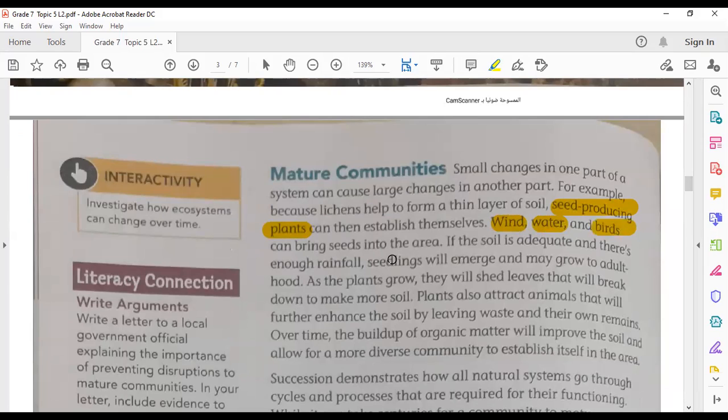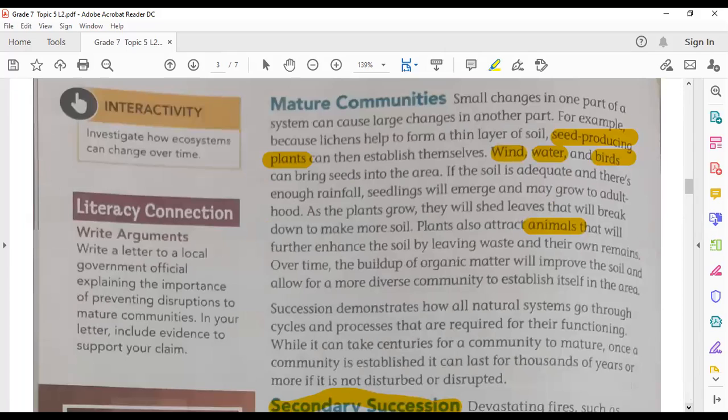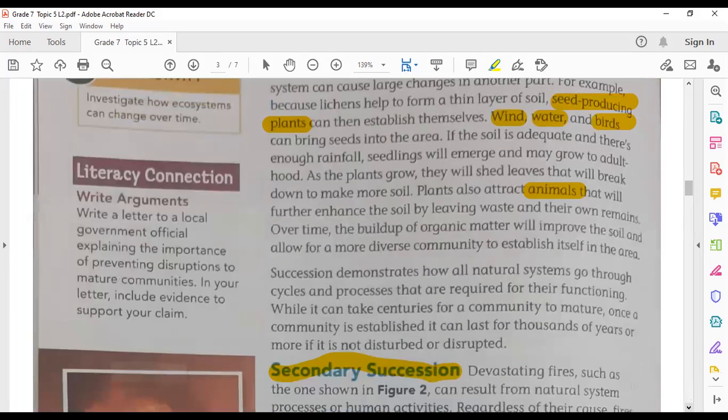Then, after the plants start to grow, animals come, and by time the community matures and we have a mature community or a complete ecosystem. This process takes a long period of time. Primary succession happens very slowly. It takes a very long period of time since there is no soil present.